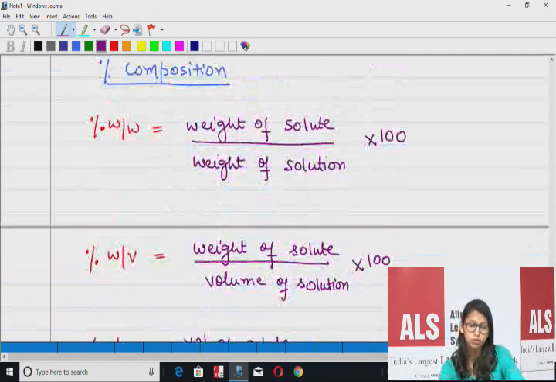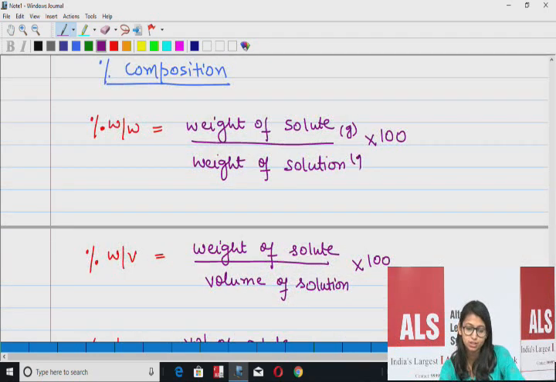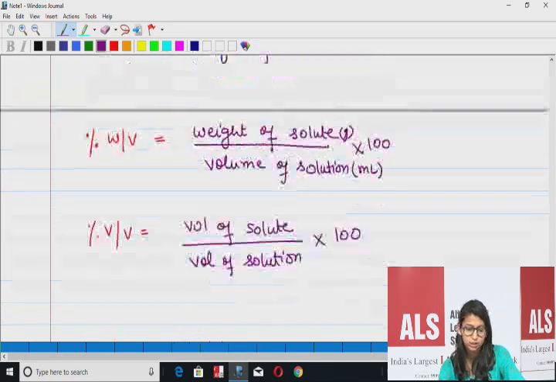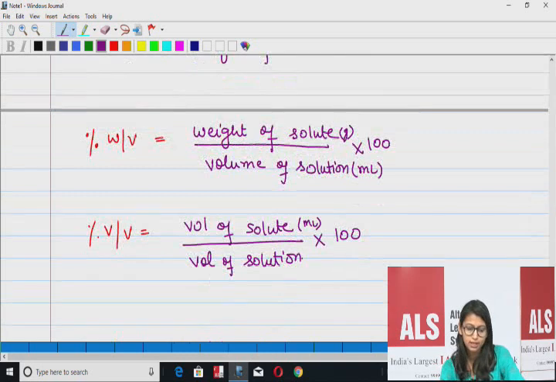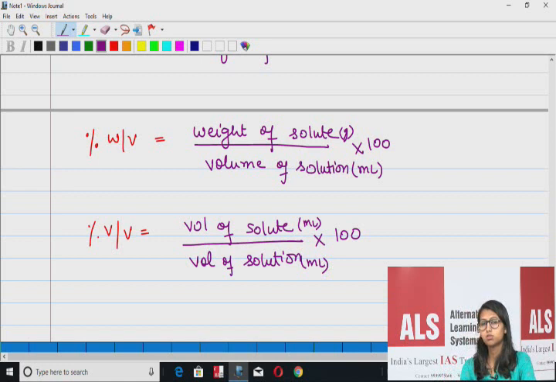And the unit, take care of the unit. This is in grams, generally this is also in grams. This is in grams, this is in ml, generally. And obviously this would be in ml and this would be in ml. Okay, so do write these units also.